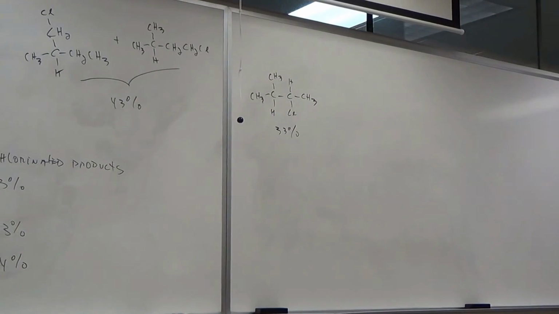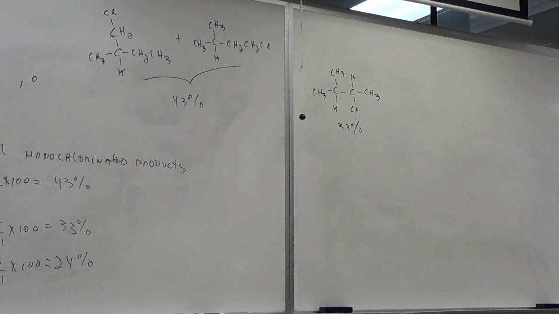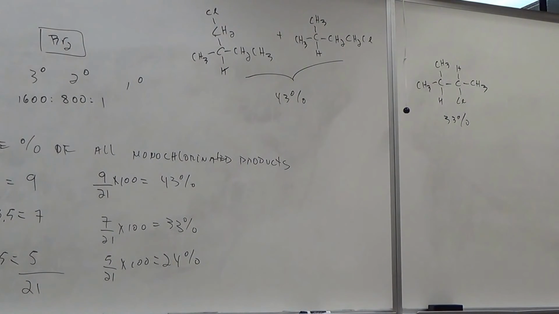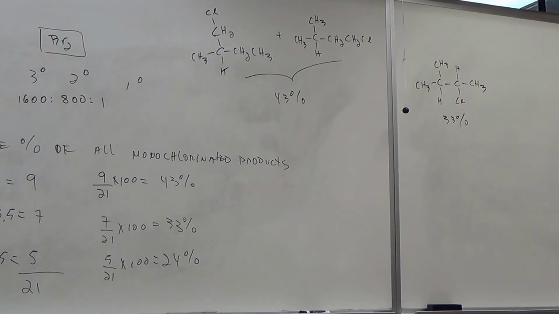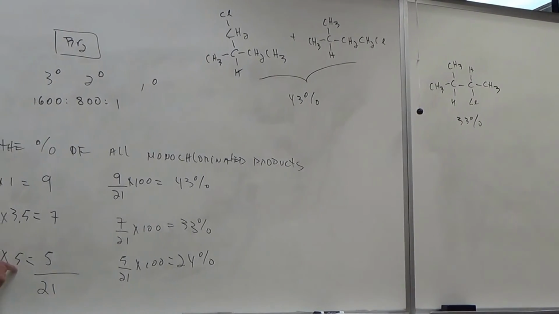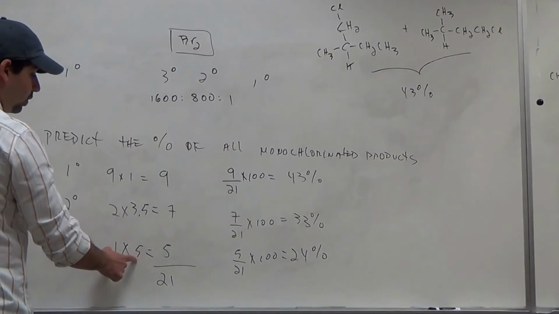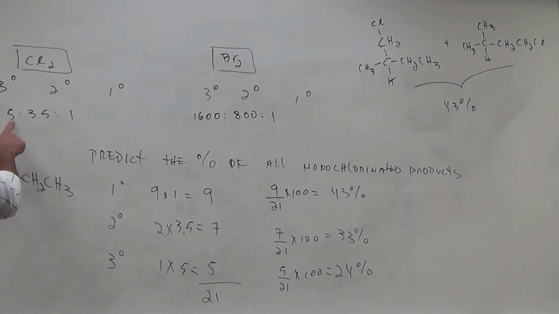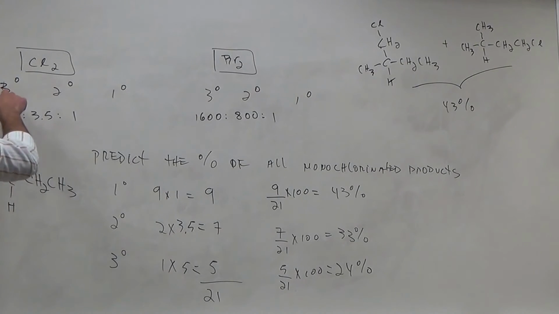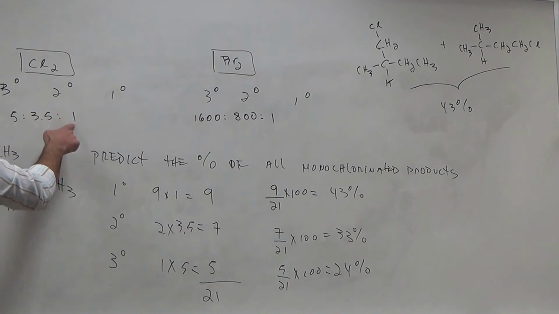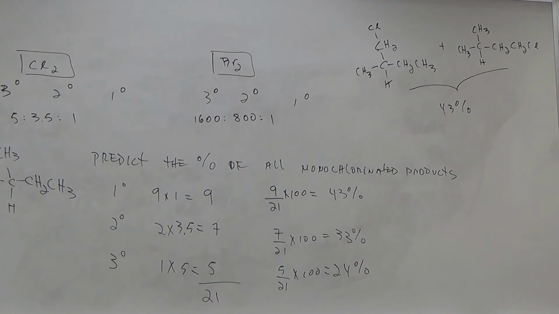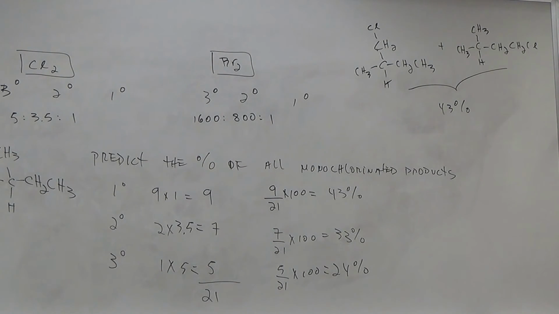How did you get this 5 from the picture? You mean this 5? Or this 5? This one? Yes. This is what you guys gotta memorize. 5 is for tertiary, 3.5 is for secondary, and 1 is for primary. Some books have different numbers, slightly different, so who cares?